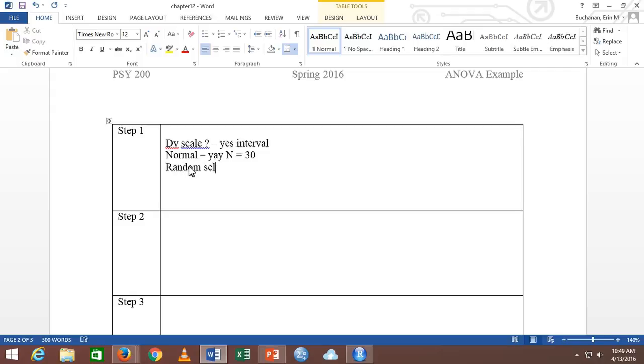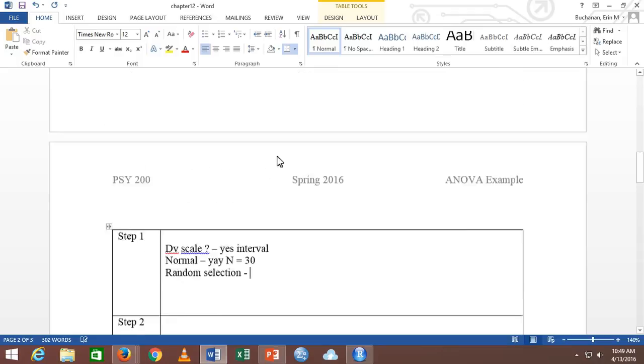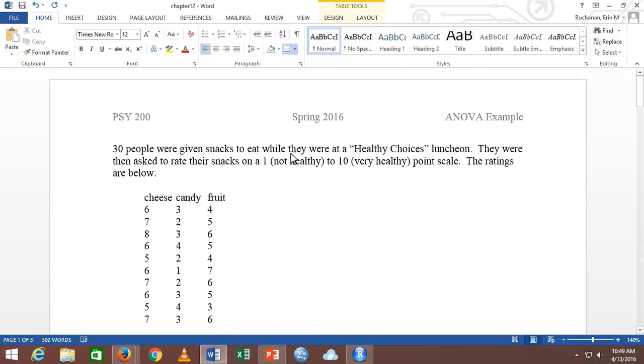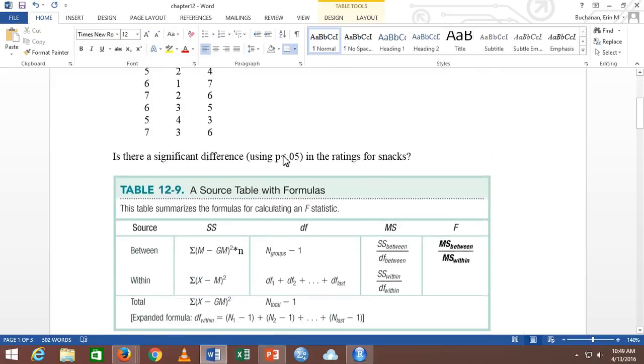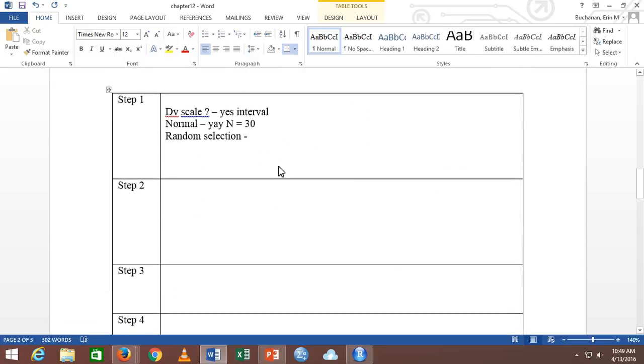Random selection. Yeah, no, probably not. If I look at the question, it doesn't even say they're at a lunch, so they're very convenient. That was one of the most missed things on the test, by the way. It's a convenience sample. So that's a no. But random assignment we could do. So I can randomly assign which snack they get.